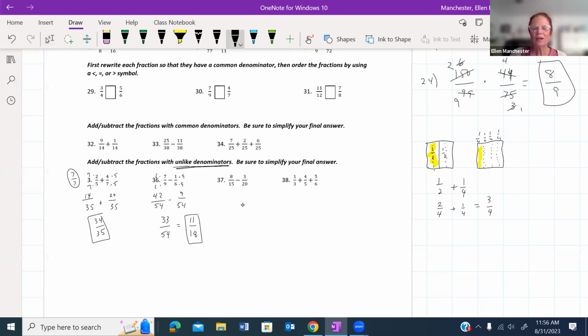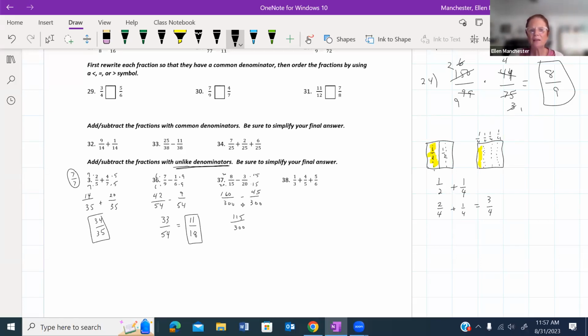Number 37, 15 and 20, I could just multiply, right? I get 300, I think. Yep, 300. I could do it this way. This totally works. I don't have to think about it. I multiplied the 15 by 20, so 8 times 20 is 160. I multiplied the 20 by 15, so 3 times 15 is 45. Yep, 45. And then 160 minus 45 is 115.